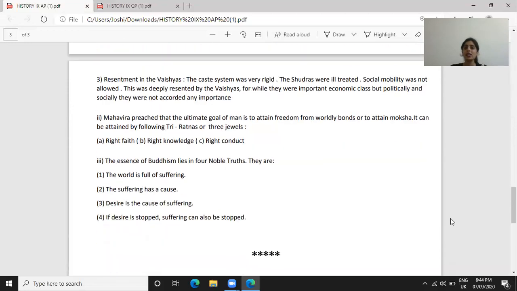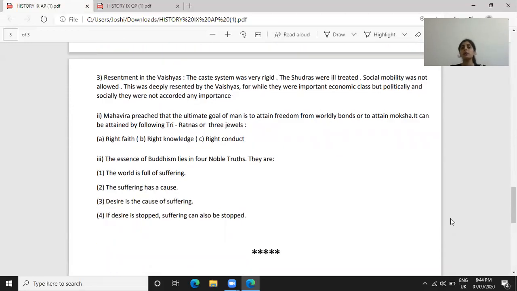Now going to the second answer, where we have to write about the 3 Ratnas of Lord Mahavira. So starting with it, Lord Mahavira preached that the ultimate goal of man is to attain freedom from worldly bonds or to attain moksha. It can be attained by following 3 Ratnas or 3 jewels. First, right faith. Next, right knowledge. And lastly, right conduct. If all the 3 Ratnas are mentioned correctly, it's 3 on 3.